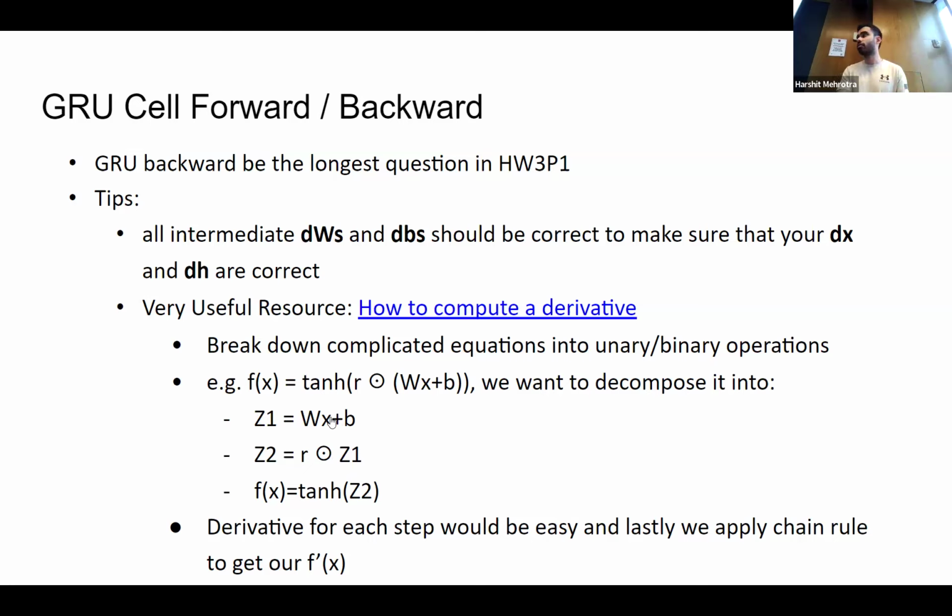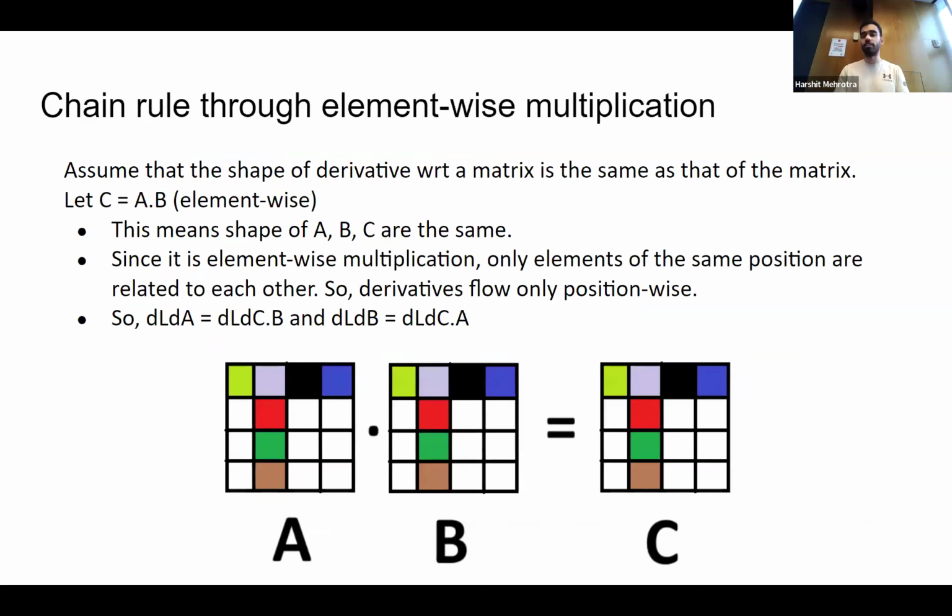So there will be two main kinds of backpropagation that you will be doing in GRU backward. One would be element-wise and one would be matrix multiplication. So let's quickly revise that. In element-wise multiplication, if there are two matrices that element-wise multiply to give you a third one, the shape of all three have to be the same. Also, there is no dependence between elements at different positions. If you see the color coding here, the elements of the same color are dependent on each other. So the element at the same position in A, B, and C is dependent on each other. No other positions contribute to that element of C.